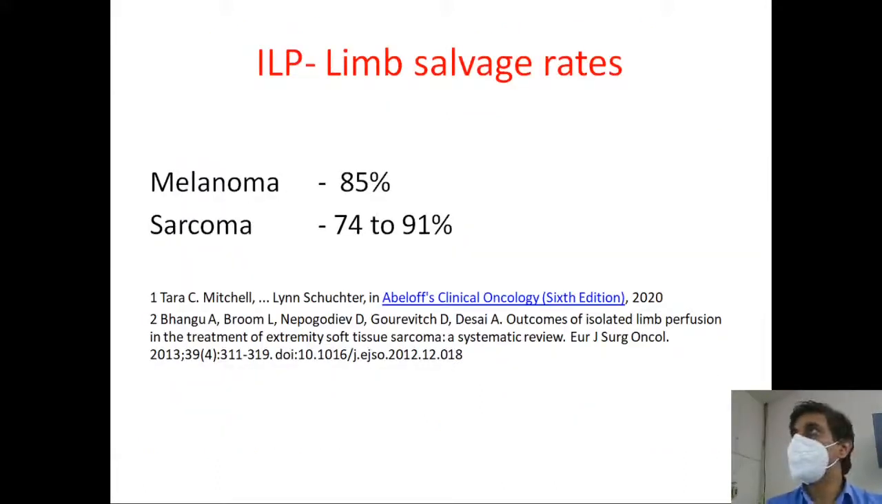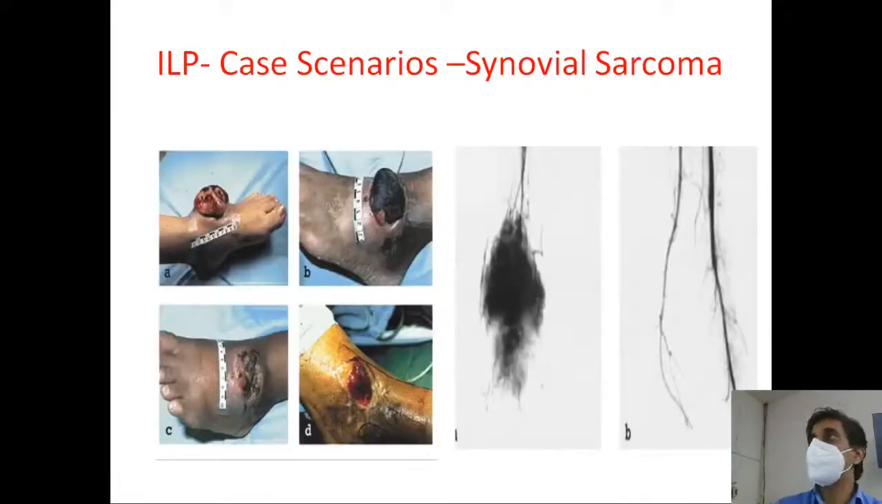When we come to limb salvage rates, literature states that in case of melanoma, 85% of limbs can be saved by using ILP, and 74 to 90% of the limbs can be saved by using ILP in case of soft tissue sarcoma. Here we can see certain pictures.